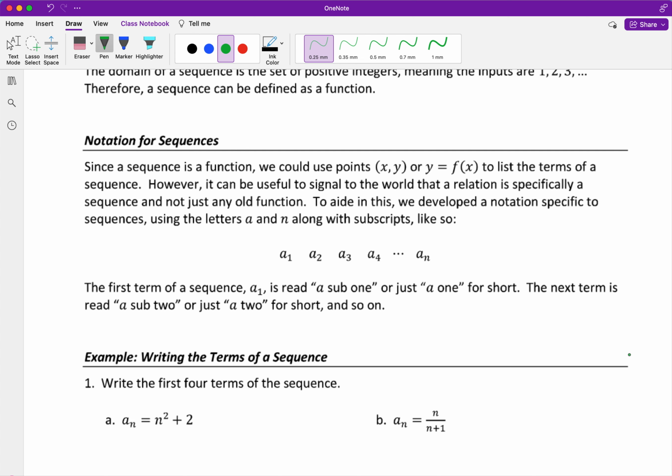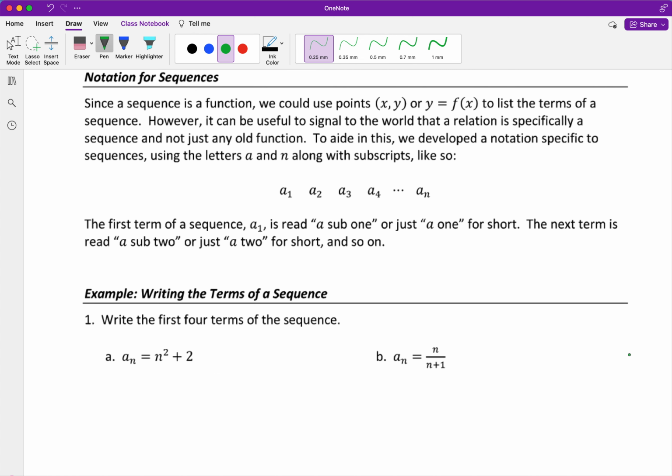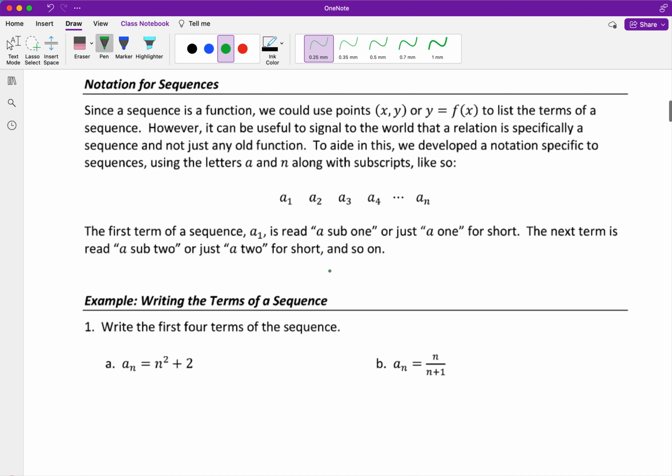So rather than using f of x, we use this a notation that you can see down here in the middle. So a1, a2, a3. Officially, it's a sub 1, a sub 2, because they're subscripts, but most of the time we don't bother saying the sub part of it and just say a1, a2, a3. And that literally stands for the first term, the second term, and the third term.